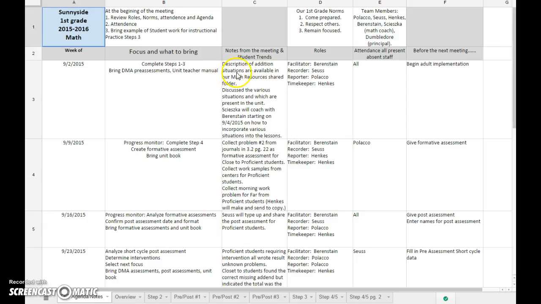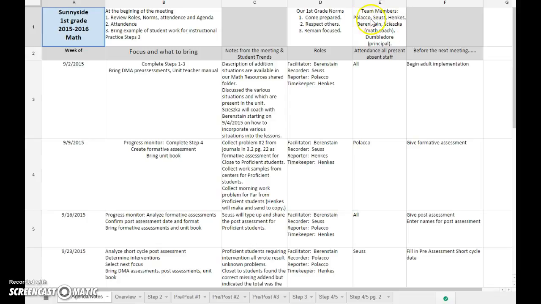These are very detailed notes of what took place at the meeting and any trend data that they saw with students. Their norms are already pre-populated at the top so that you have those. The roles are facilitator, recorder, reporter, and timekeeper, and they are assigned. These are roles that are required for all teacher-based teams. You may add roles to that, but these are required.